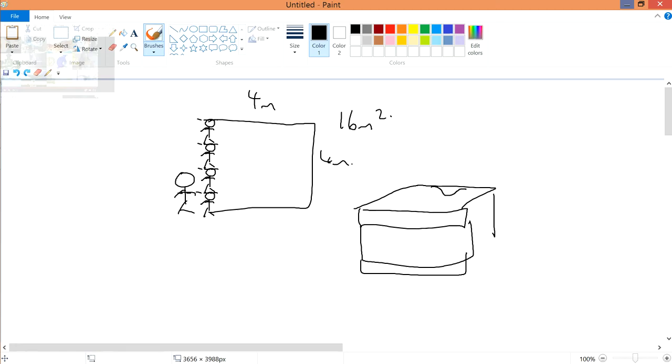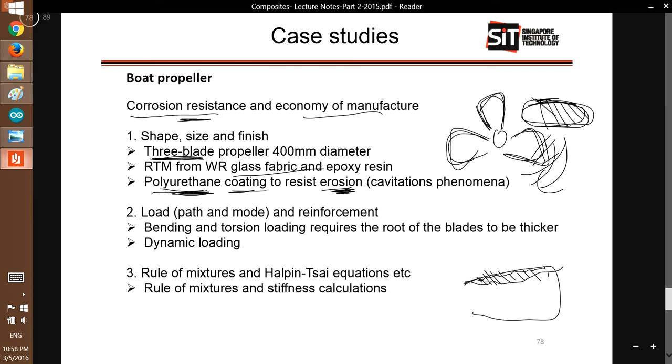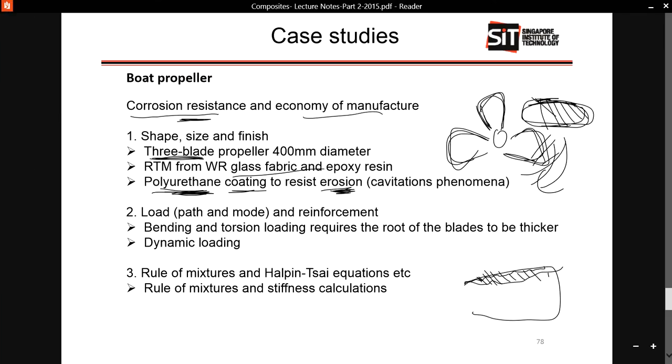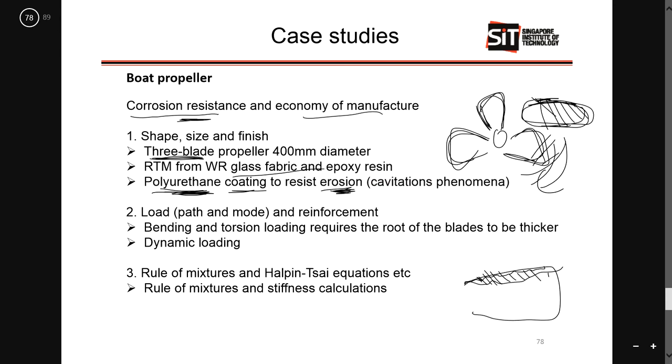Okay, so it's pretty cool, right? And so the bubbles will actually erode the surface of your propeller. I'll not go through the loading part, because bending and torsion, you are hitting the water, the water dynamics are acting, trying to bend the propeller, and trying to twist it. So it's more on the torsion part. So that's how the water will twist it.